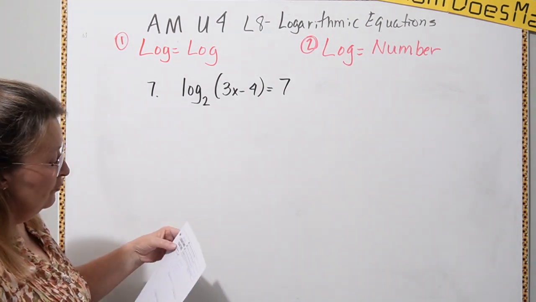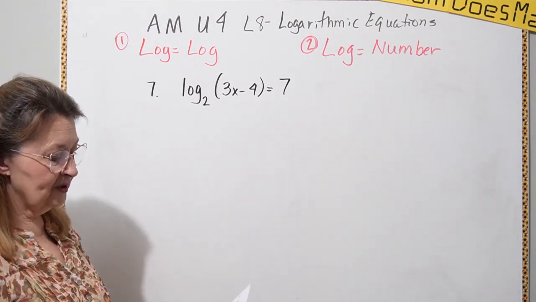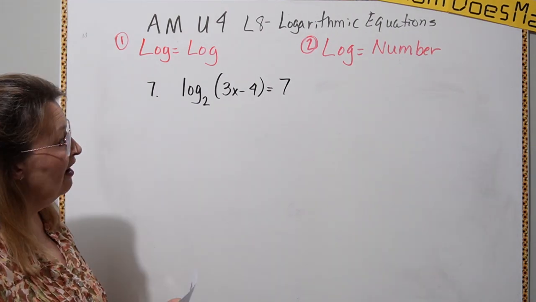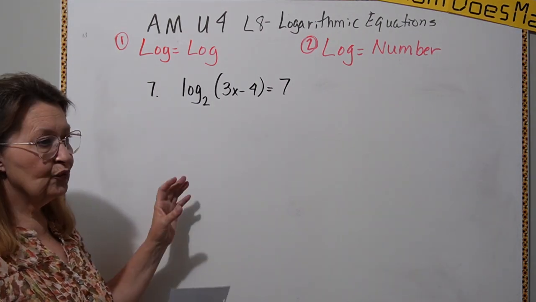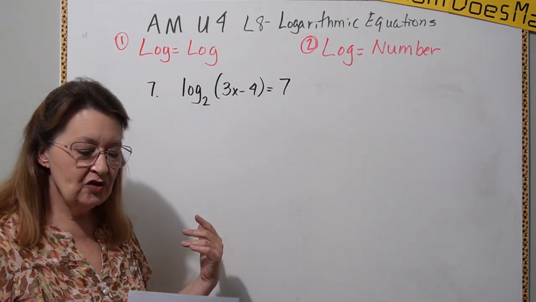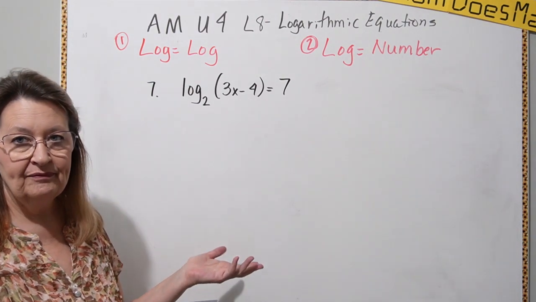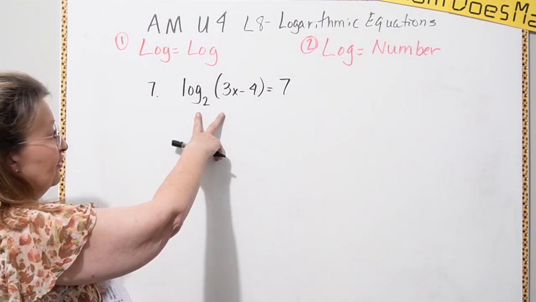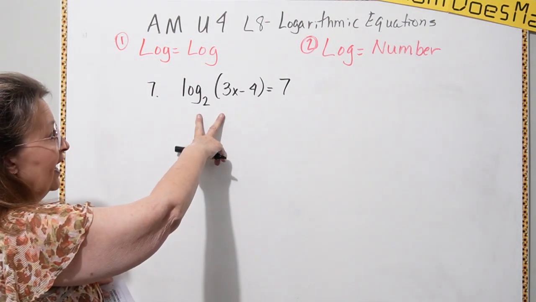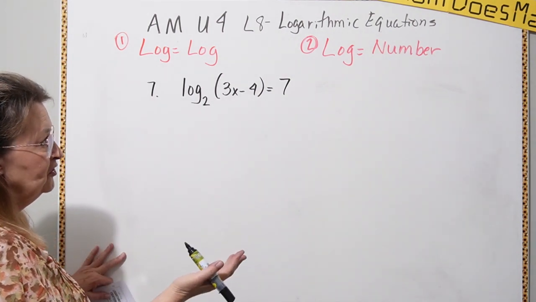All right. So for a log to number, your 3 steps are: you condense and isolate the logarithm, you rewrite the equation in exponential form, and then you solve and check. Okay. So the logarithm is isolated. Now, how do you rewrite this in exponential form?